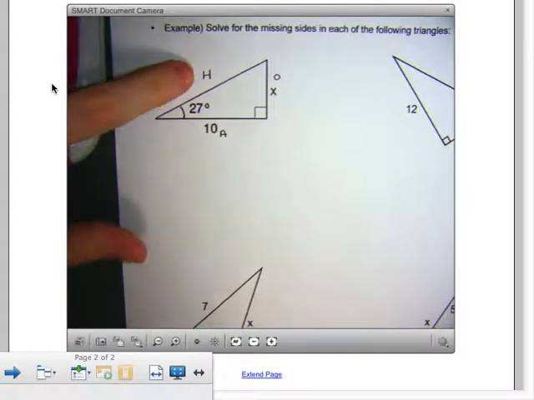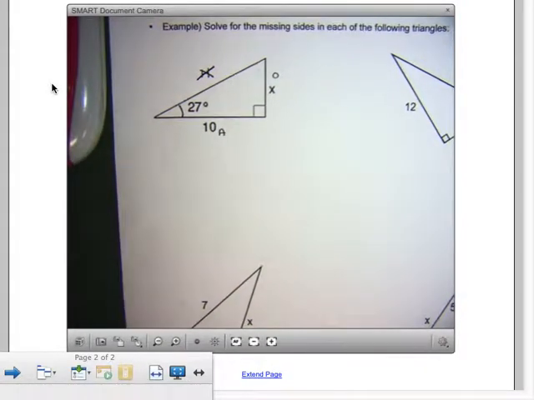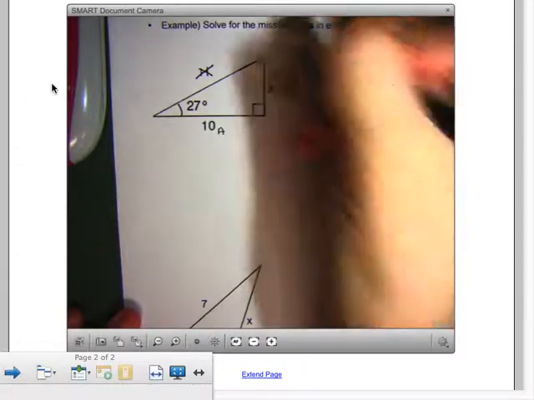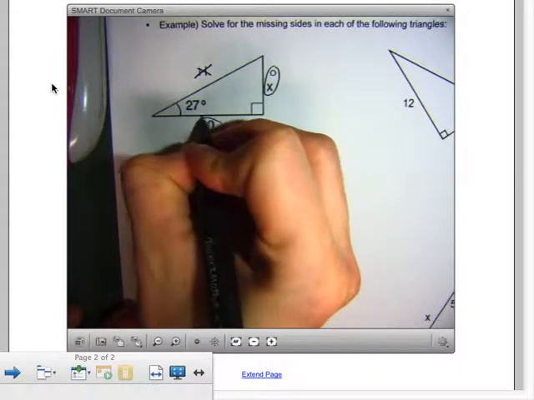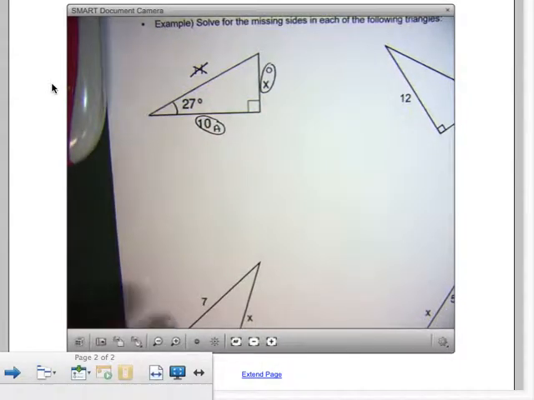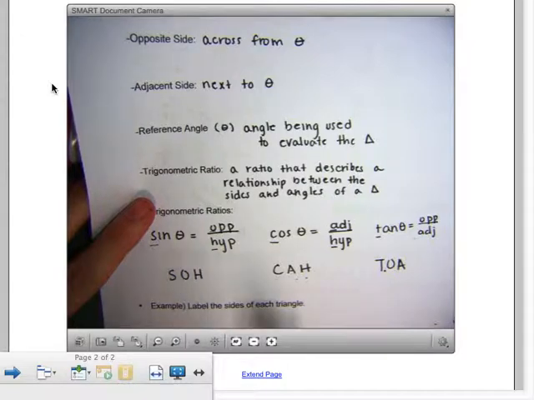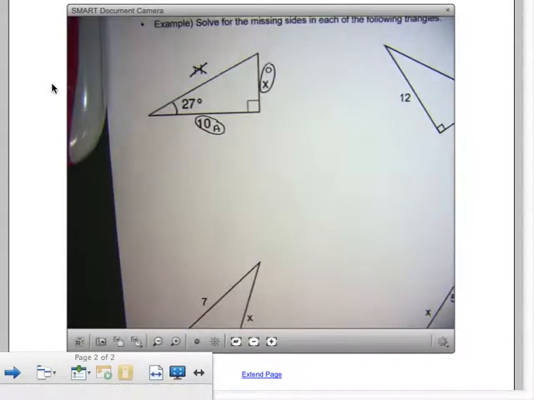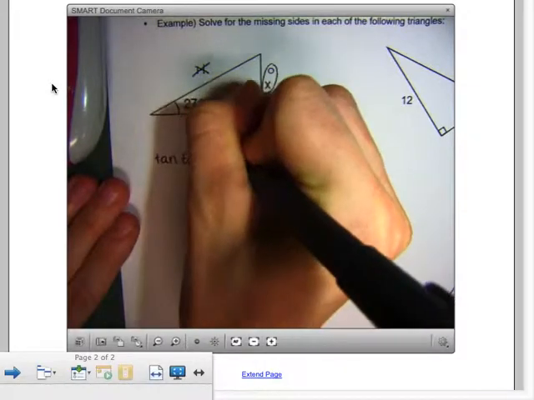Okay, if we look at h, we don't have any value with h, so I'm just going to ignore this, because there's no number or no variable there. Because if we look at the O side, we have an x. If we look at the A side, we have a 10. So I'm going to use O and A. So if you go back to your trig functions we wrote down, go through which one uses O and A. So this is O and H, A and H, O and A. So I'm going to use tangent. So I'm just going to write out the ratio. We know tangent of theta is equal to O over A.